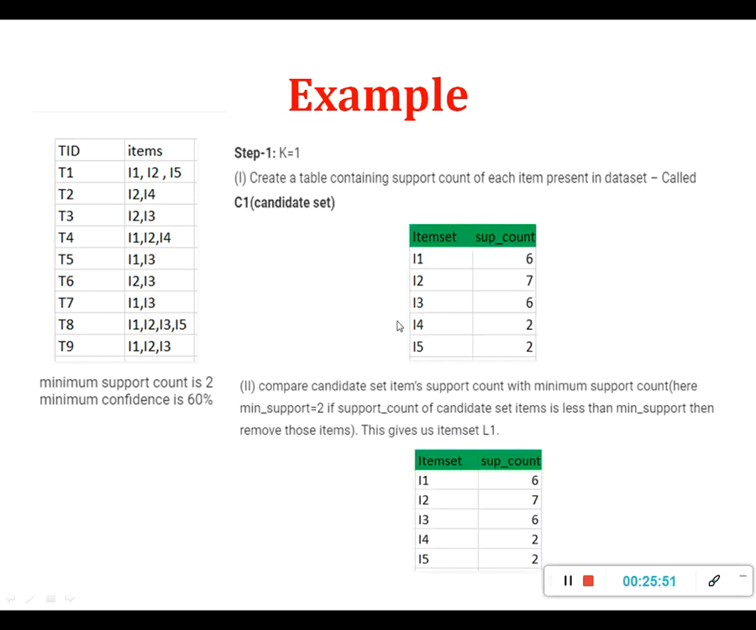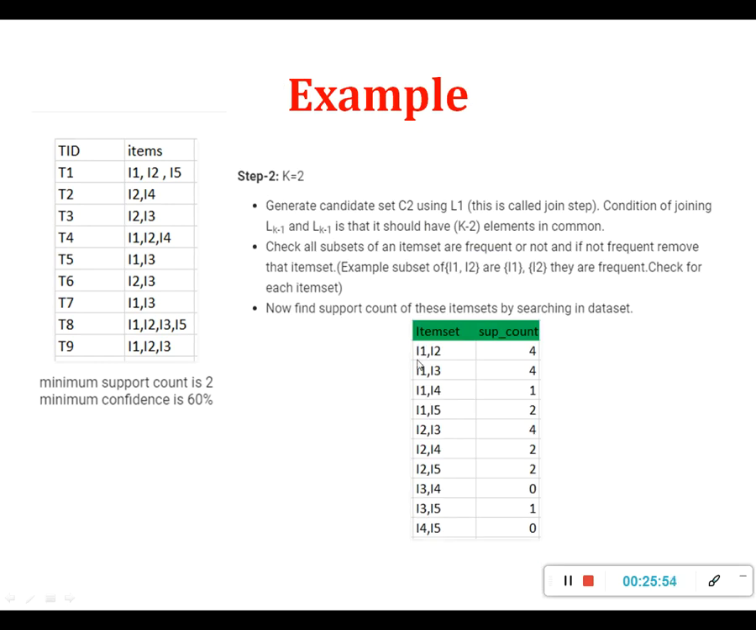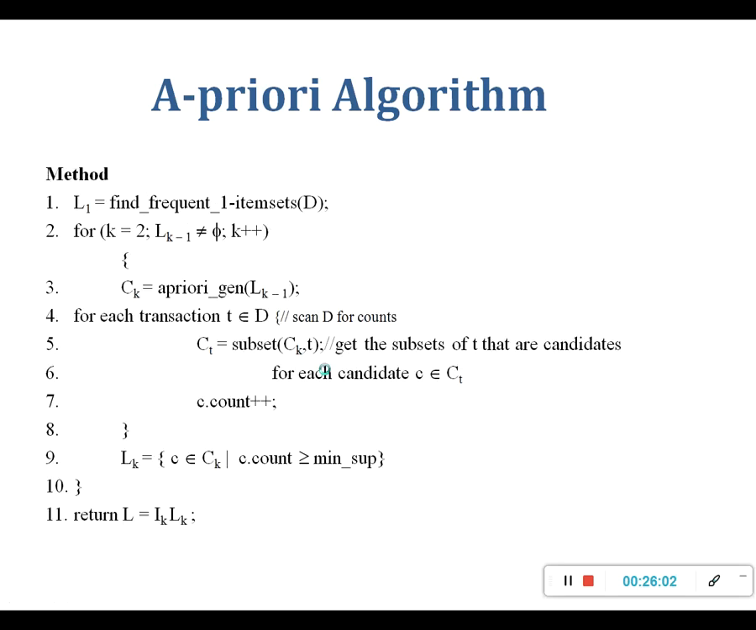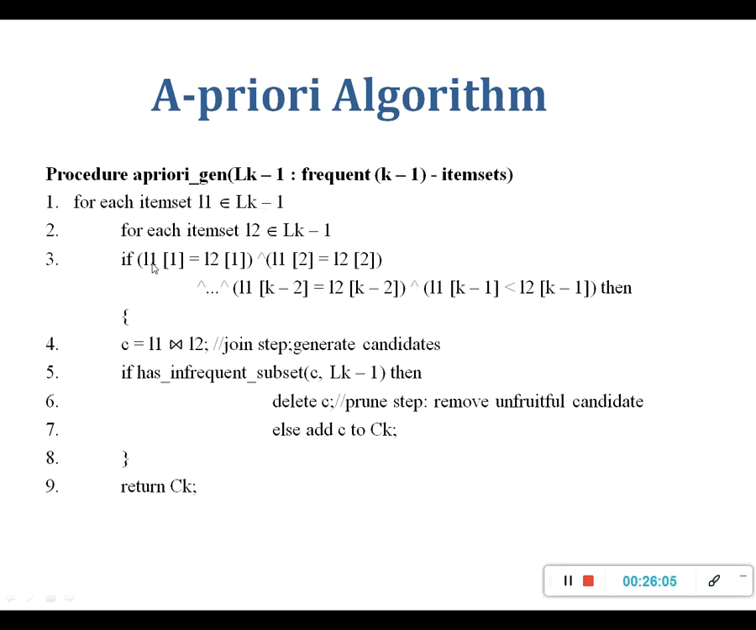For example, I1, I2, I3, I4 is what we did for K1. Moving forward to K2, we check whether the first element of the first list is equal to the first element of the second list, and the second element of the first list is equal to the second element of the second list, up to the k elements. If they are equal, then we make a join, taking the join operation of list L1 with list L2.